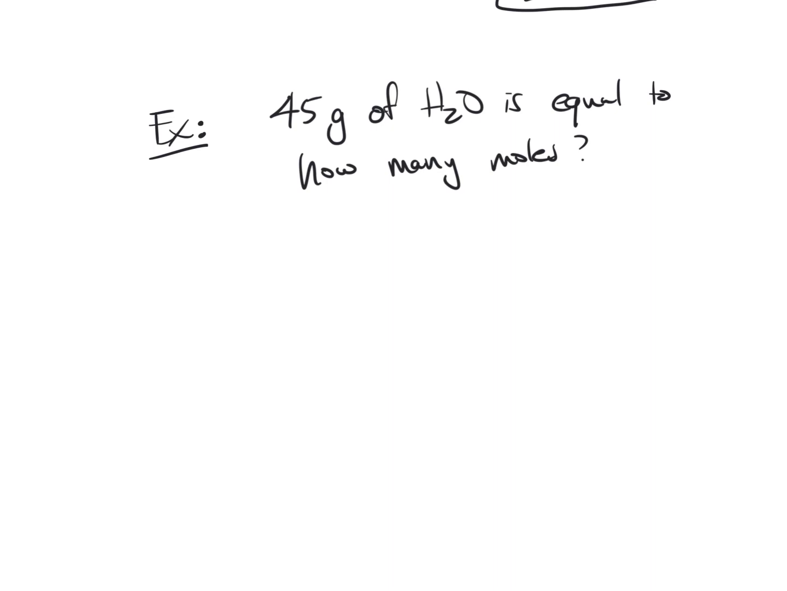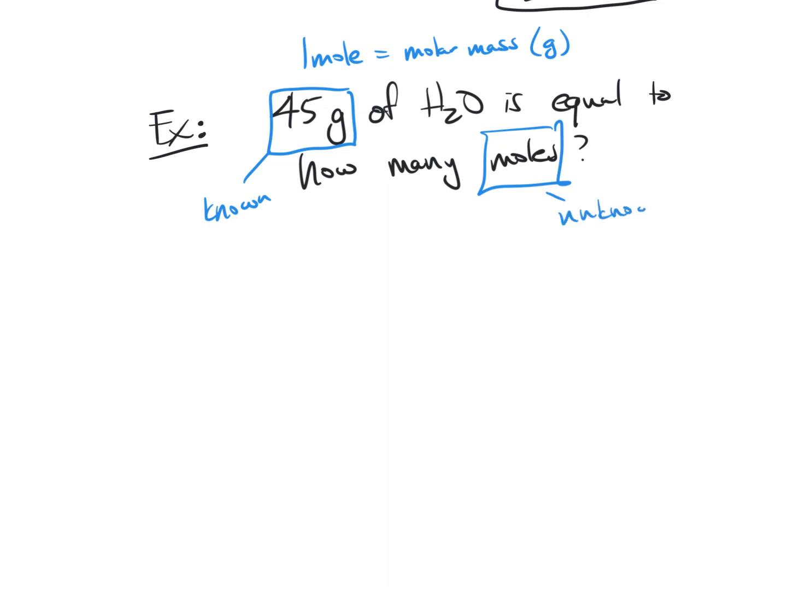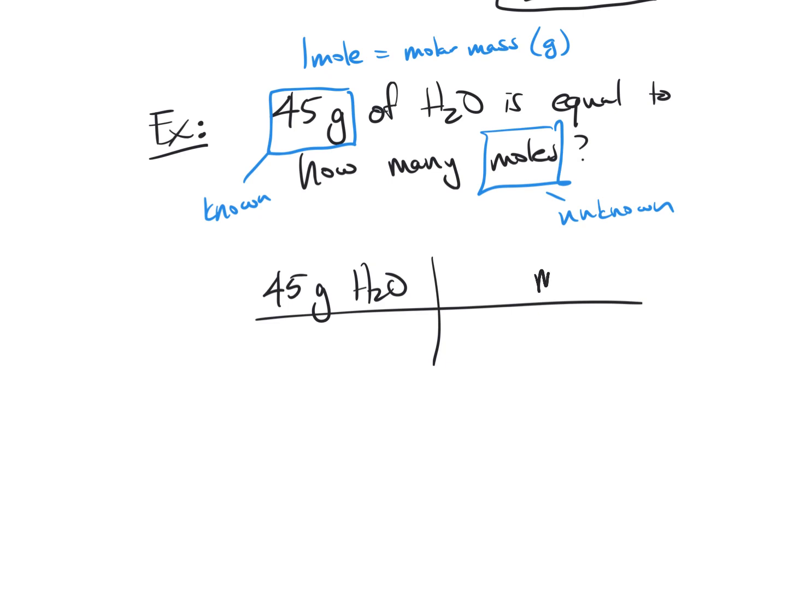Again, the equality that we're going to be using here is 1 mole is equal to the molar mass of any substance in grams. So I'm going to identify there's my known, and I'm going to identify my unknown. Then I always make a grid like this. My known always goes right here. So I'm going to do 45 grams. It's 45 grams of H2O. I'm going to put my unknown right here, and so I'm going to write moles.